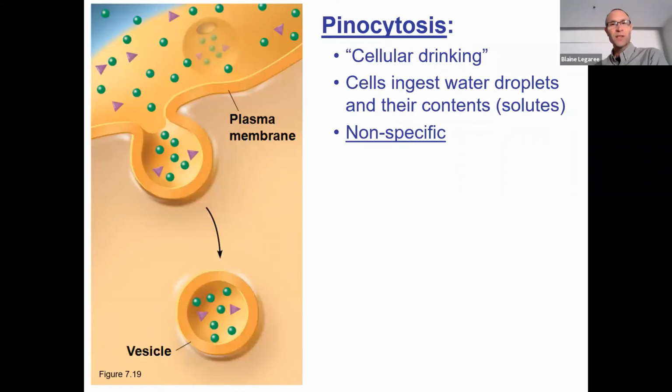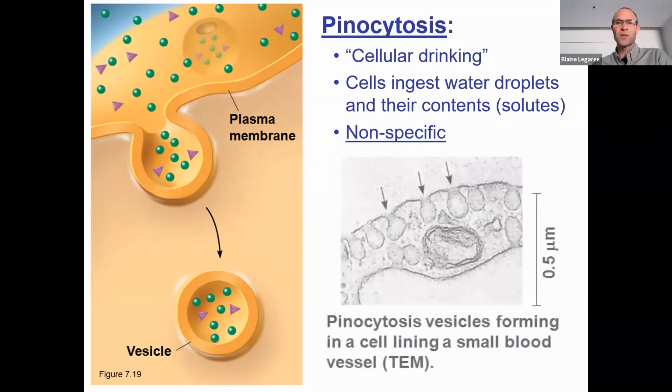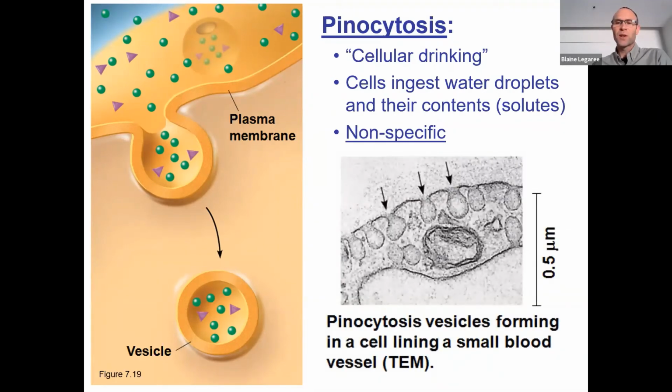The second process of endocytosis is called pinocytosis. I don't actually know what pino means, but probably something to do with drinking or liquids. This is where a cell is basically trying to bring in either some liquid or solute, and it's also non-specific, like phagocytosis. There's an image of an organism bringing in some solutes, and you can see a whole bunch of vesicles forming along the membrane of that cell.